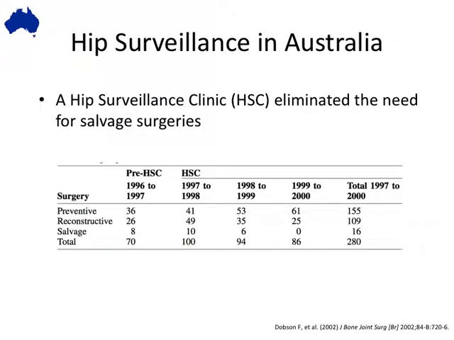Australia found a similar sequence of events. Their hip surveillance clinic, HSC, found they had an increased number of preventative surgeries over time. Very nice to see also a decreased number of reconstructive surgeries over time. And so the preventative surgeries were actually working to reduce the number of reconstructive surgeries across the population. And the rate of salvage surgery decreased substantially over that time period as well.